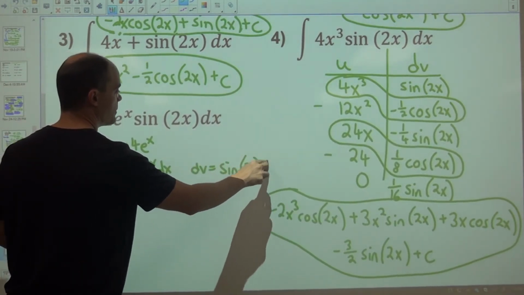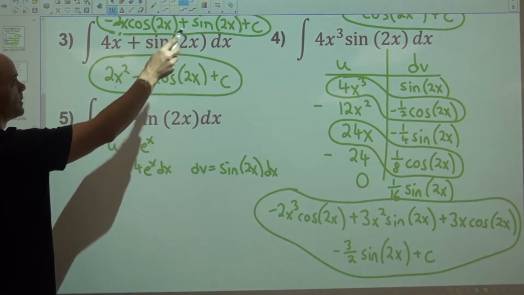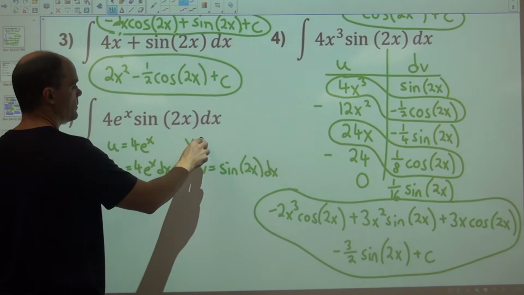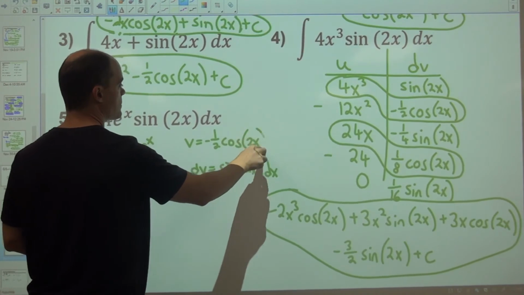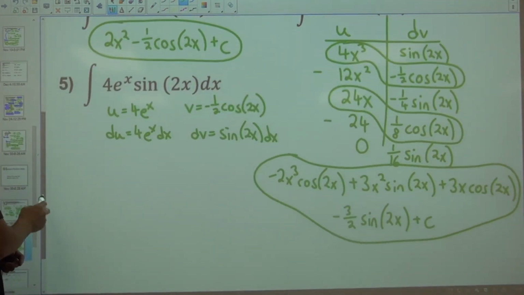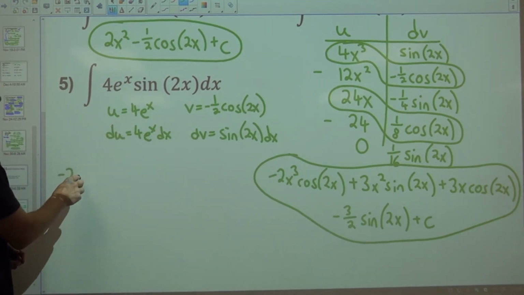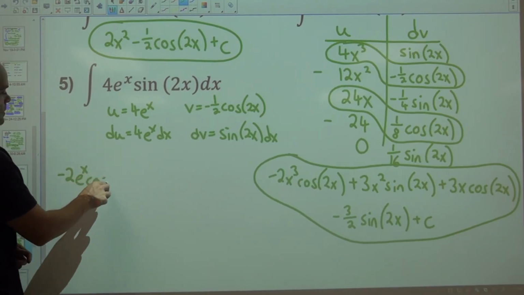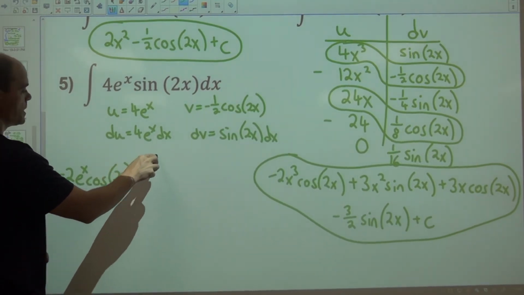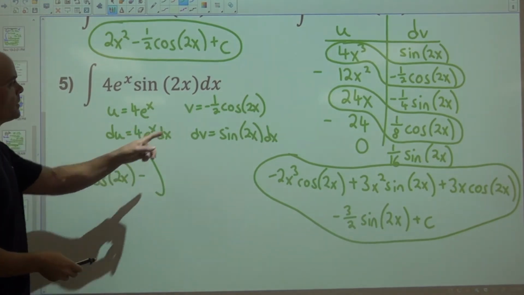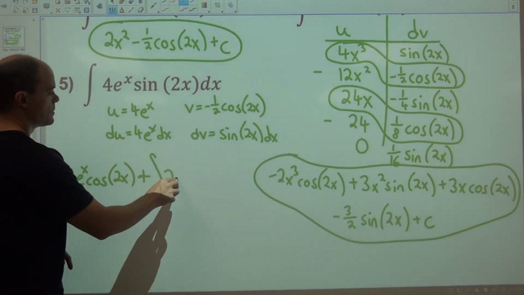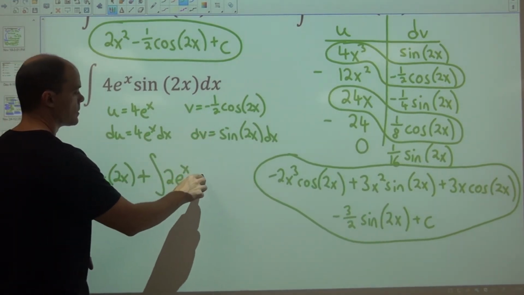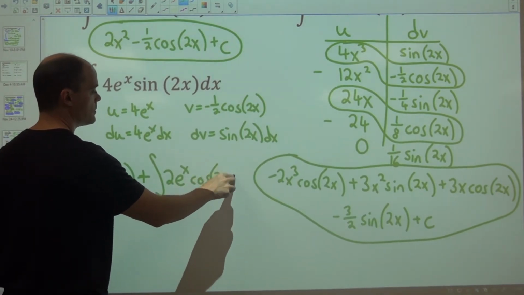And the great thing about doing this is that we've already done it, so we've already got all these antiderivatives written down. I already know this is negative half cosine of 2x. And we start our uv setup. U times v, I still get negative 2, but now I've got an e to the x here: e to the x cosine of 2x, minus v du. This negative sign is going to make this a 2, and it's going to make this a plus 2e to the x cosine of 2x dx.